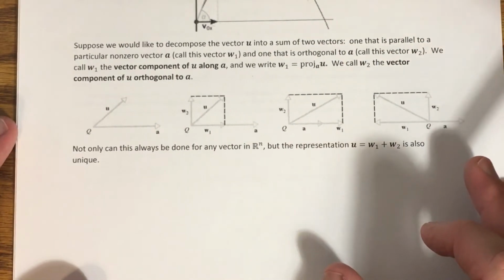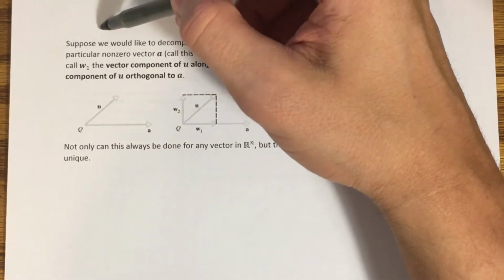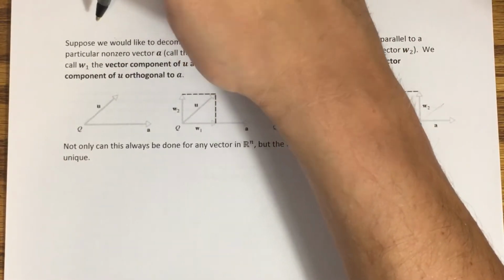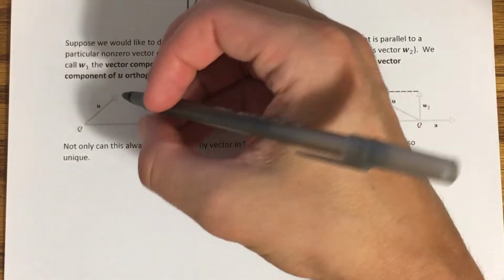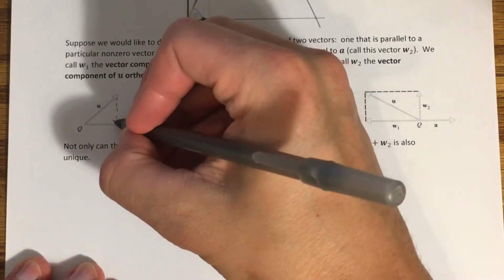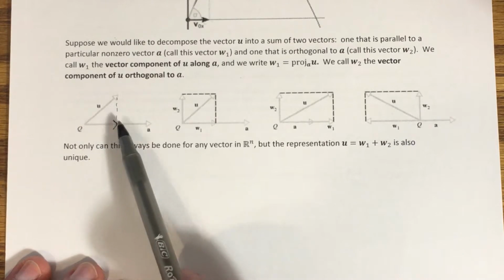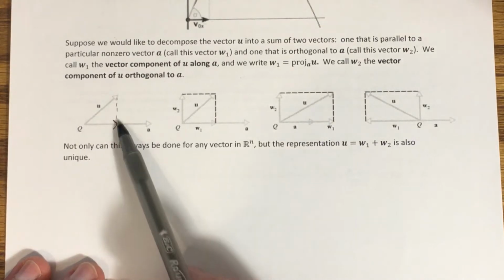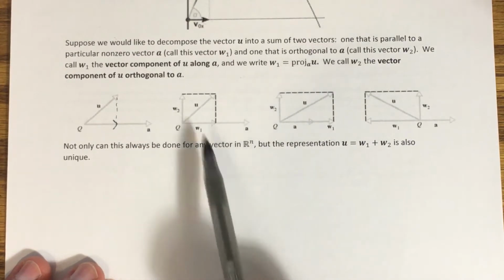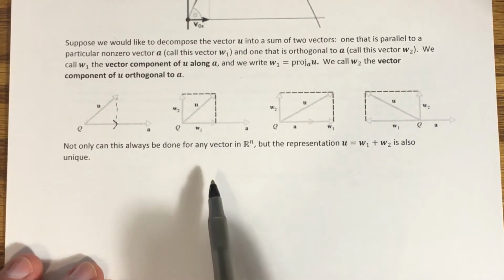And what does that actually mean? Well, if you imagine some kind of light source directly above this image, shining perpendicularly down to a, it would cast this shadow on vector a. I can think of the vector that has the same initial point as u and goes the length of that shadow as the projection of u onto a. We're going to call that projection W1. So you can see in this next image, the projection has been created and named W1.